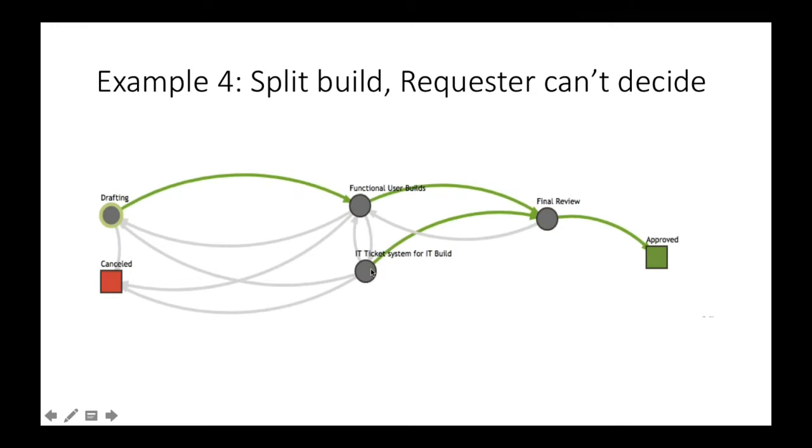If they do decide to punt and give it to IT, IT can continue to carry the ball, take it to a final review stage, and then from there it goes to approved. And if it stays in functional user builds, it goes to the same final review and then on to the approved state. So that dividing point is handled here by a functional report builder, not by the requester. And you can see there can be iteration in conversation between the IT folks and the functional folks.